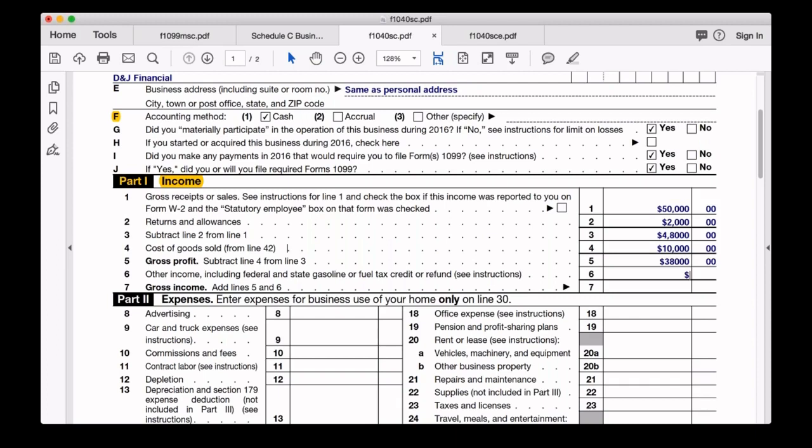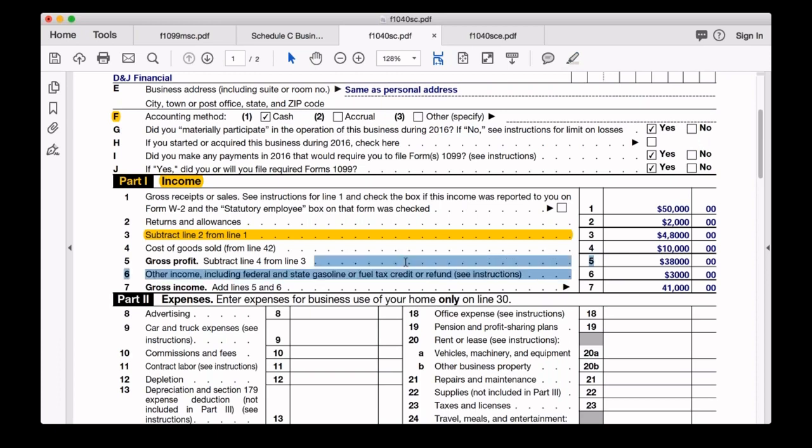My other income was $3,000. So that means that my gross income ends up being $41,000. So remember, I told you that in reality, you're not going to have to fill out every single line, because when you look at line 3, and line 5 and line 7, those are going to calculate themselves in the system. So you don't have to do any math, the system's going to do the math for you.